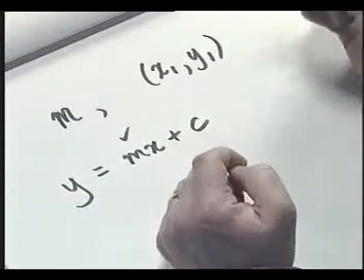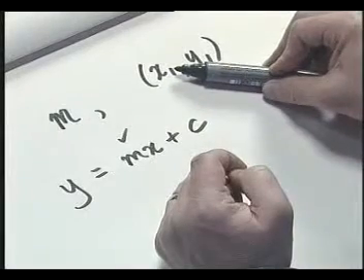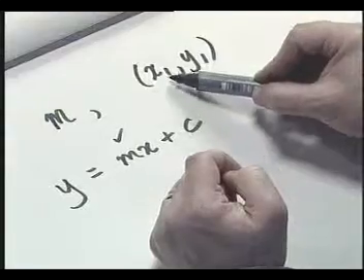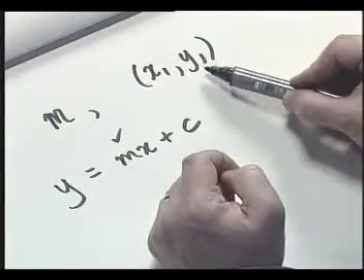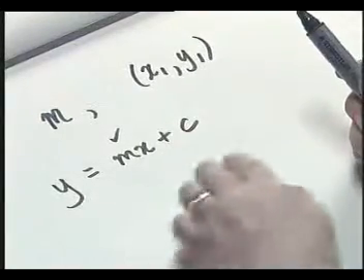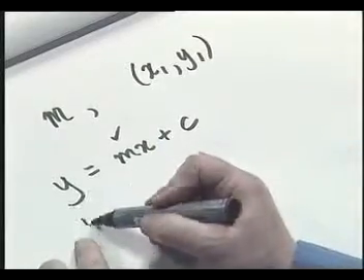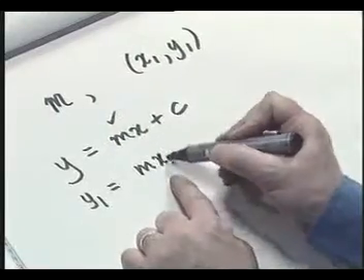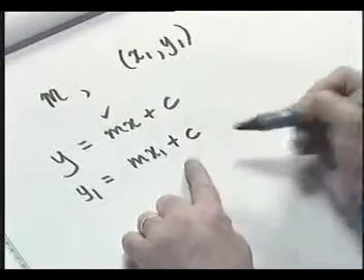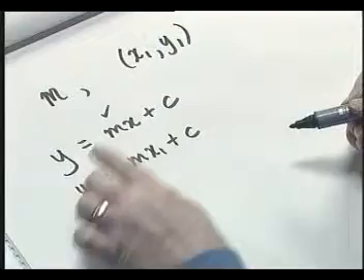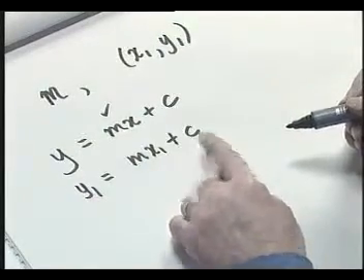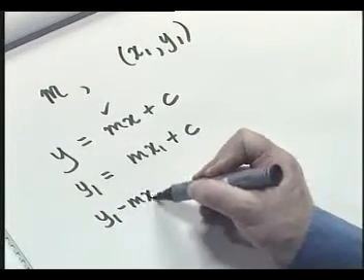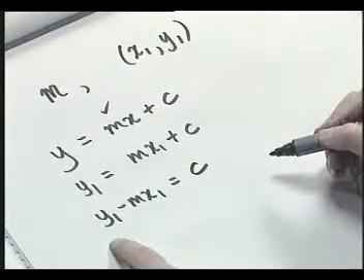We do know that the line passes through this point, so that we know that when x has the value x1, y has the value y1. So I'm going to put those values in here. So y has the value y1 when x has the value x1 plus c. Now we can rearrange this to find c. So take the mx1 off both sides. That will give me the value for c.